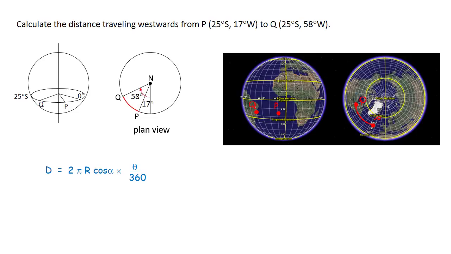The angle theta is shown in red. This time we're going to find it by subtracting the two longitudes. 58 minus 17 equals 41 degrees. Alpha is the latitude of travel, that's 25 degrees. Substitute the information and use your calculator to find the distance involved. Now, it's time for you to do some practice of this technique.